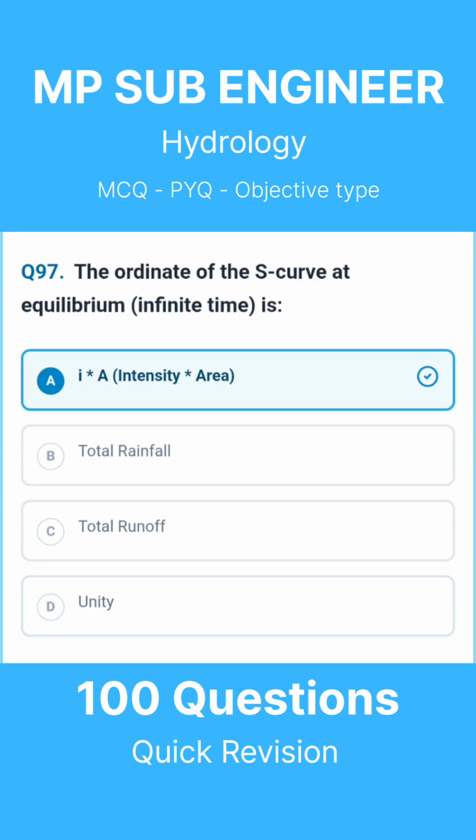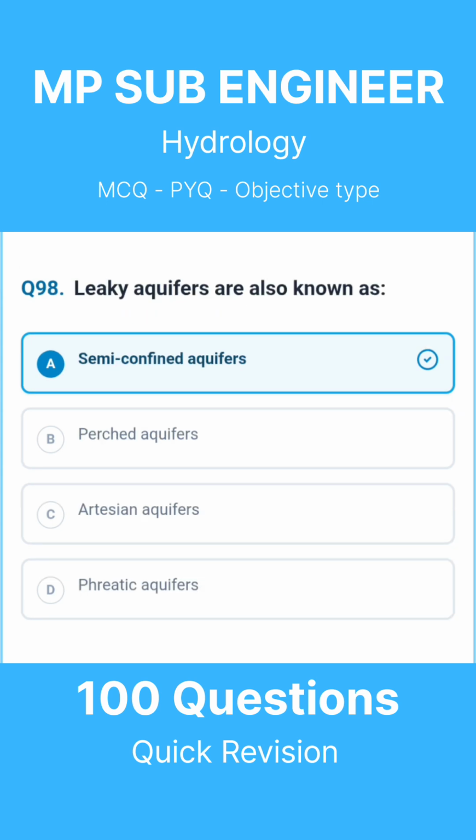Question 97. The ordinate of the S-curve at equilibrium (infinite time) is. The correct answer is I times A, intensity times area. Question 98. Leaky aquifers are also known as. The correct answer is semi-confined aquifers.